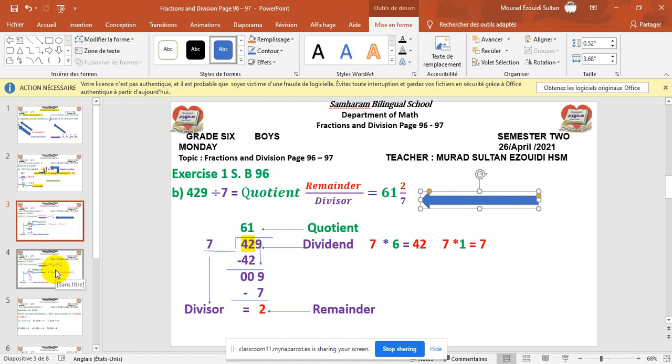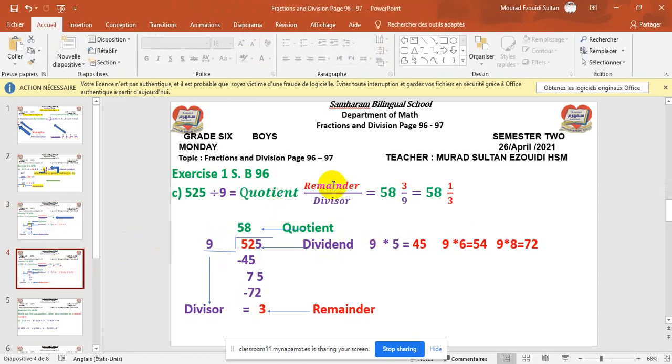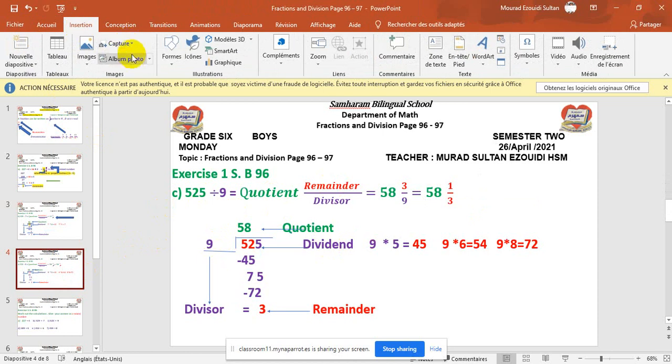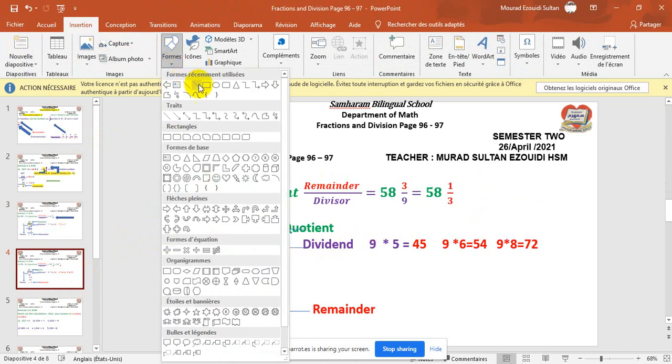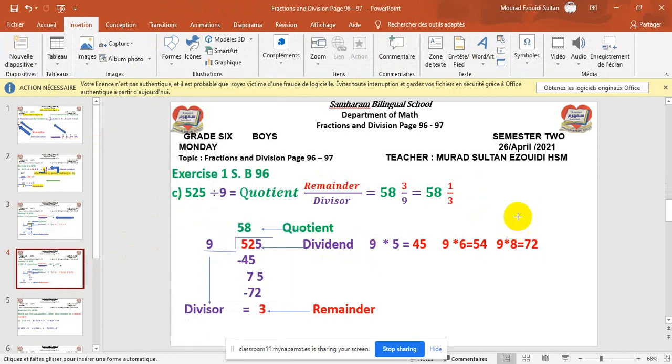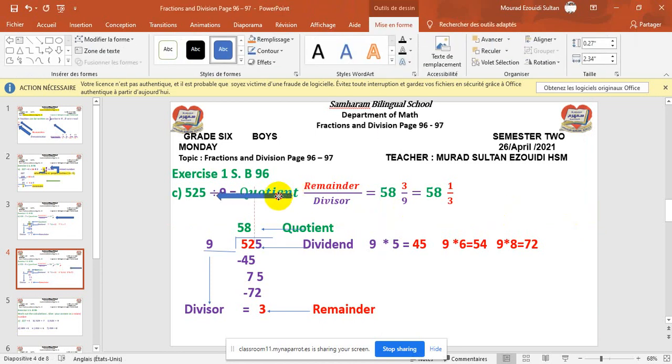We go to the second part. Here we have another exercise. Divide 525 by 9. You should write this as a quotient, remainder, and division. Okay, let's start. This is 525 divided by 9.